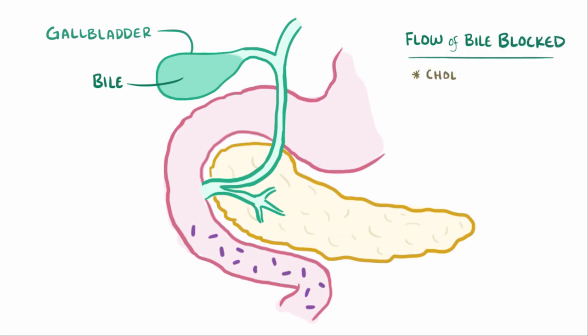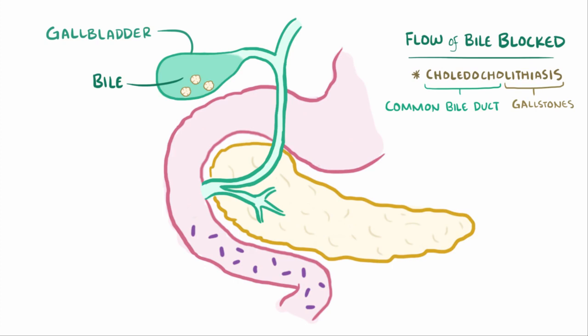And one common reason is choledocholithiasis, which refers to gallstones in the common bile duct. In choledocholithiasis, gallstones form in the gallbladder and occasionally slip out, travel through the cystic bile duct, and then lodge into the common bile duct, obstructing the normal flow of bile.